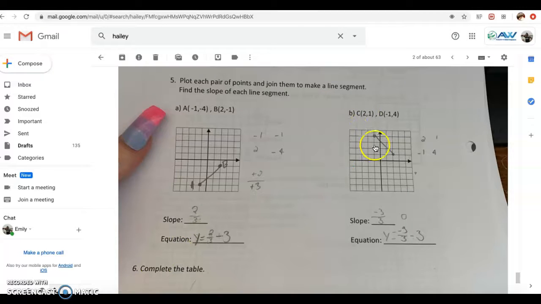This one, we've got c at 2, 1. We've got d at -1, 4. So once again, our slope is -3 over 3, which would be -1, not 0. And then our y-intercept here, rather than being -3, that looks like a +3 to me. So here you're going to have y equals -1x plus 3. Don't forget the x when you write your equation.